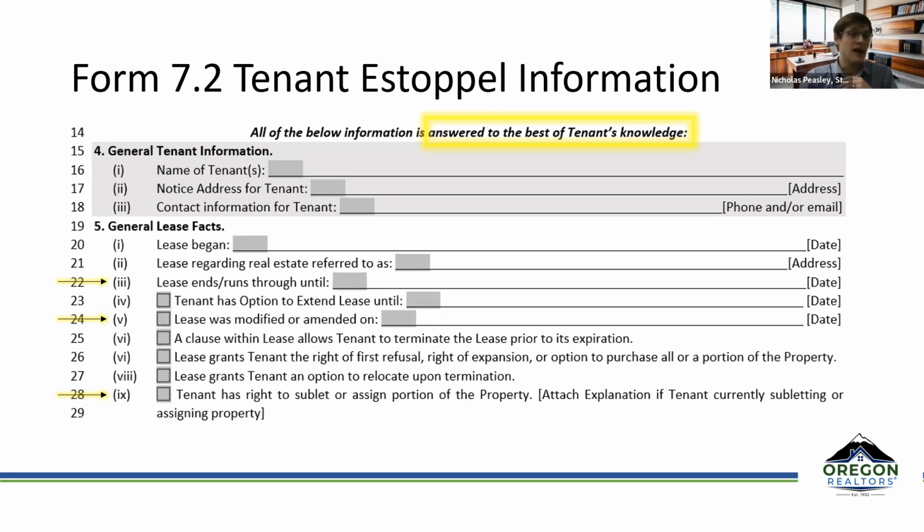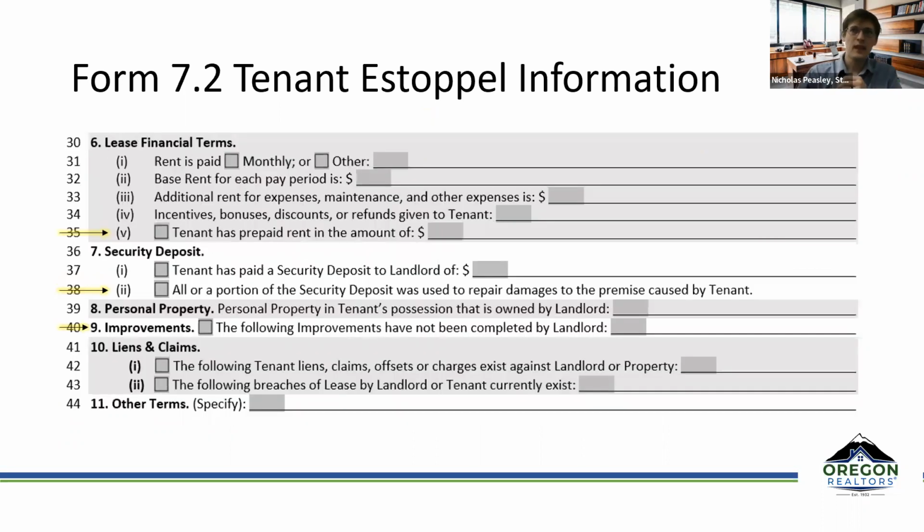Other things, for example, has the tenant been given a right to sublet the property? If that's the case, you should know, because the person in the building might not be the tenant on the lease, and that's a problem if you don't know about it. So this estoppel certificate provides you with very fundamental information that you need to know when you are becoming a landlord. It also has other information that can be very important, such as, did the tenant prepay rent? That's important. Is there a security deposit? Was a part of the security deposit already used on repairs?